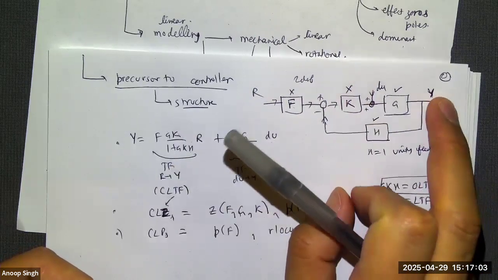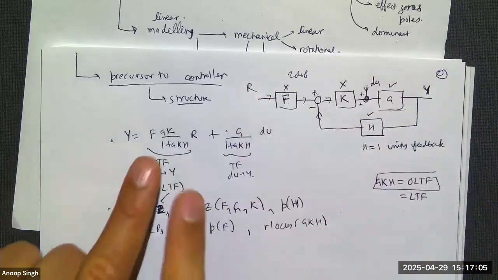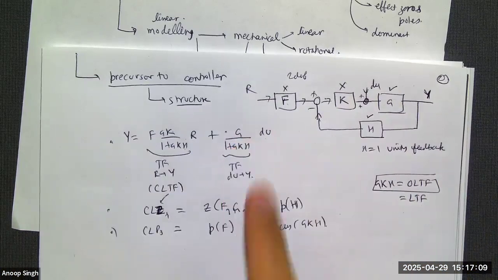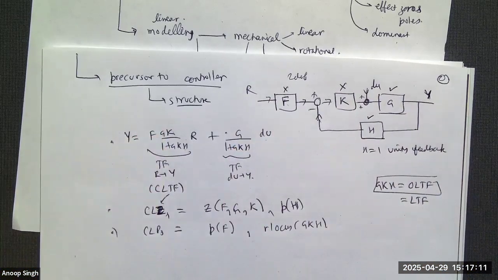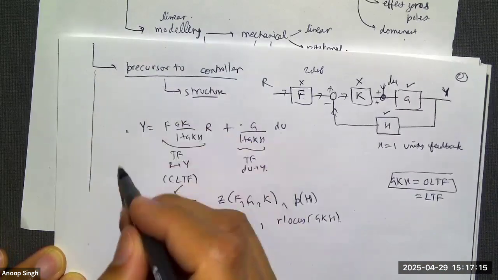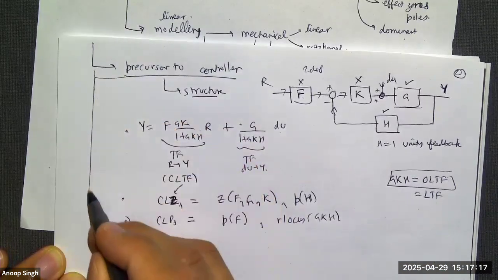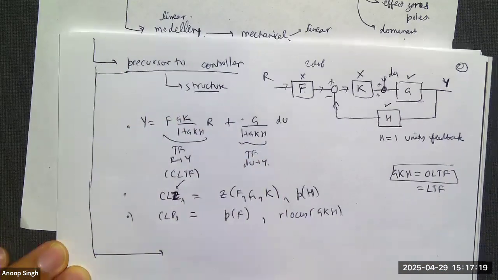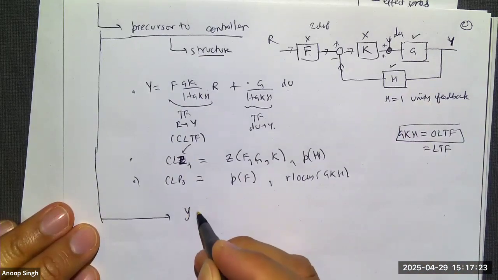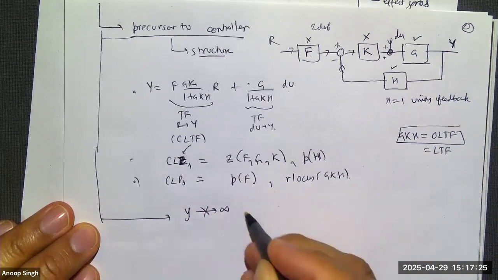And that behavior of Y given some R ultimately depend upon this. That behavior of Y given some disturbance depends upon this. So it was important to understand these transfer functions. So we did that. And in the similar vein, precursor to controller design, the next thing we talked about, okay, what do we want Y to do? We don't want Y to go to infinity. That was the one thing.